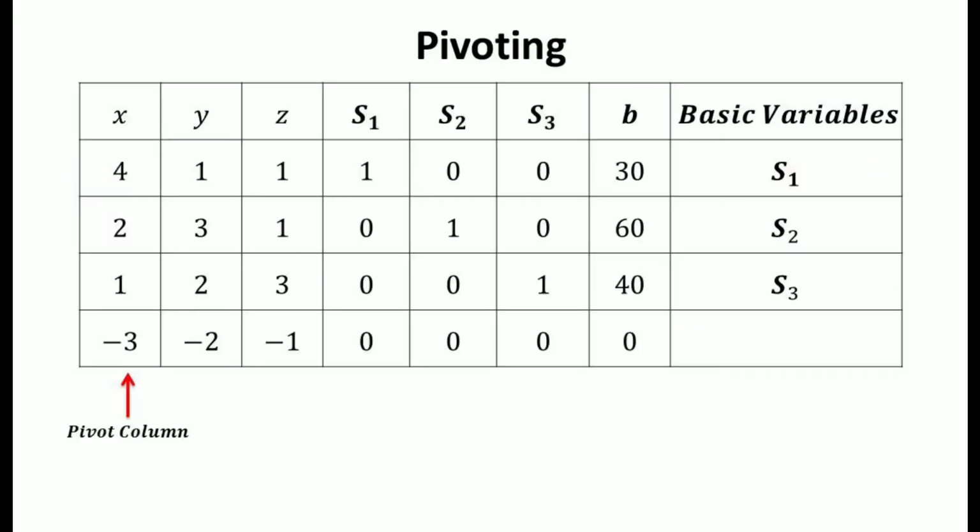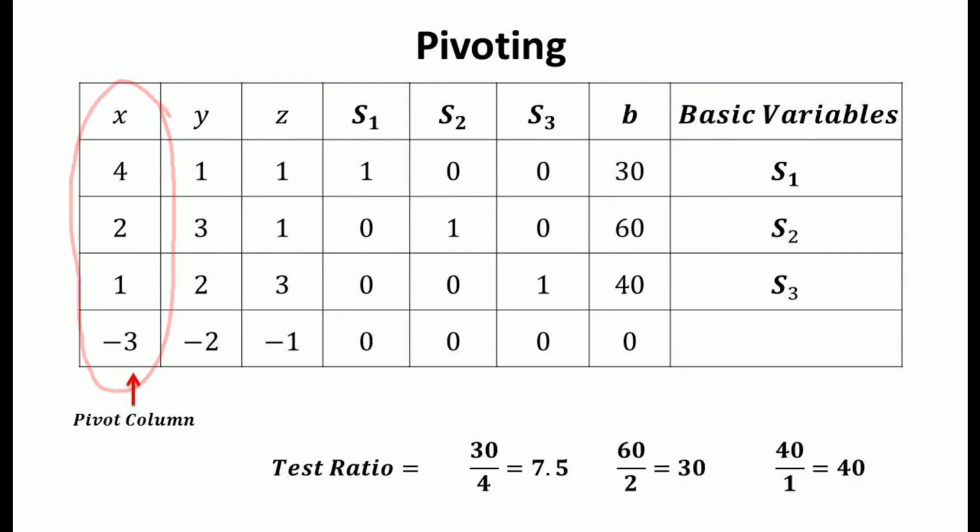See how we will go for pivoting. First we have to pick the smallest negative value in the bottom row. So here the smallest negative value in the bottom row is minus 3, and that is marked as the pivot column.